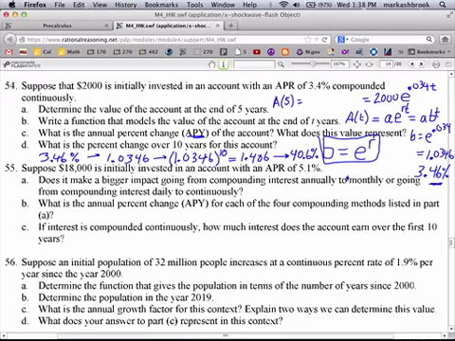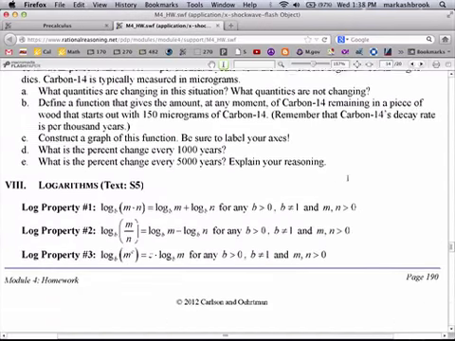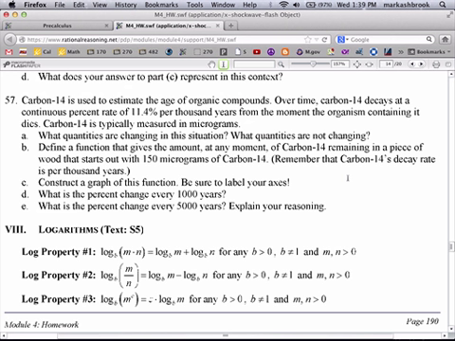Other questions on this problem? Does it make sense? Okay, so then 57. So continuous, so first of all we got decay, and it's giving the continuous percent rate of 11.4%.